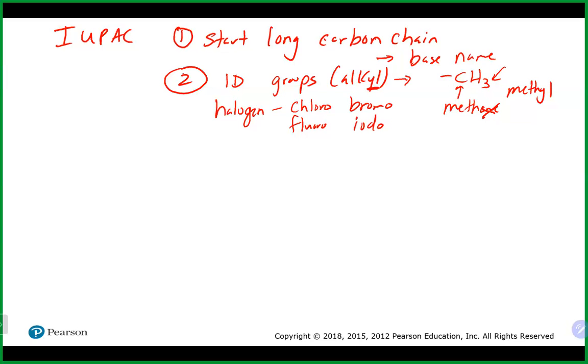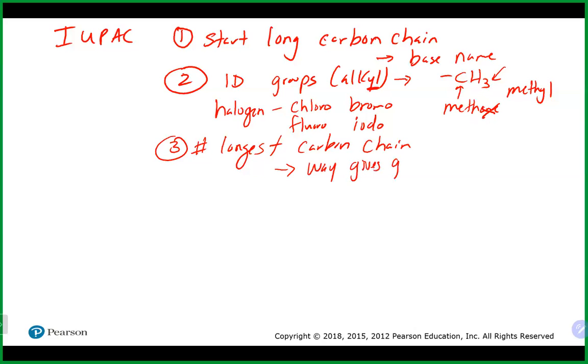Once you have the longest continuous carbon chain, and once you identify all the groups that are there, the next thing that you want to do is number the longest carbon chain. And in the case of an alkane, we want to number whichever way gives the groups that are attached the smaller number.